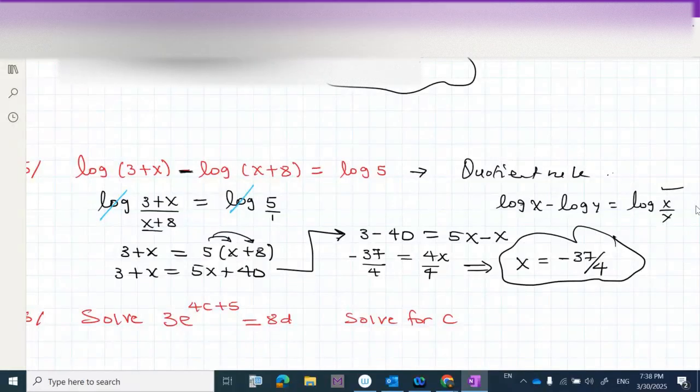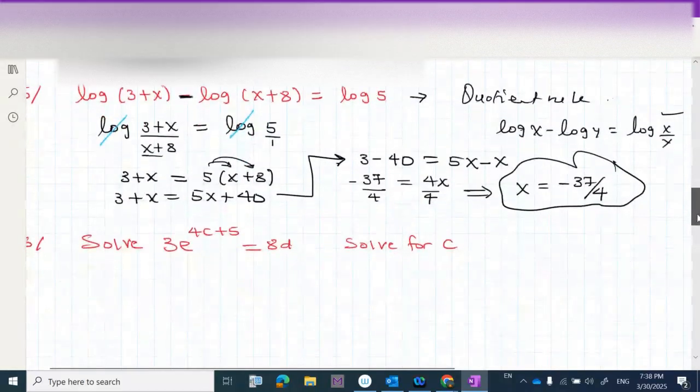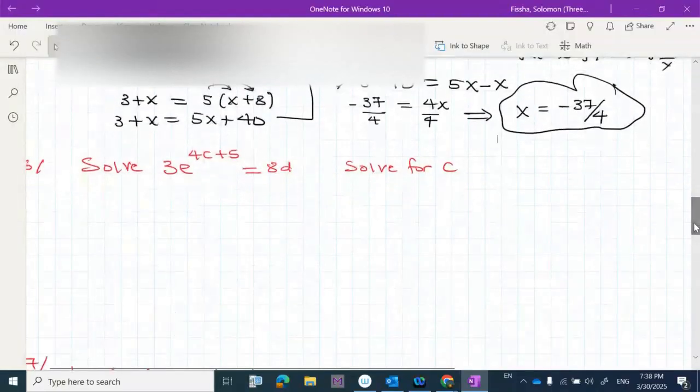So this is simply algebraic, and the rules of logarithm; you have to remember both at the same time. Let's go to the next one.